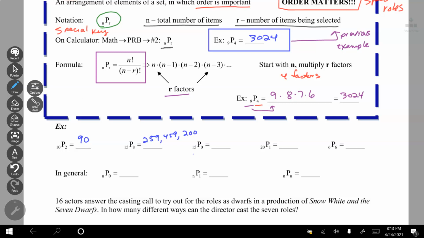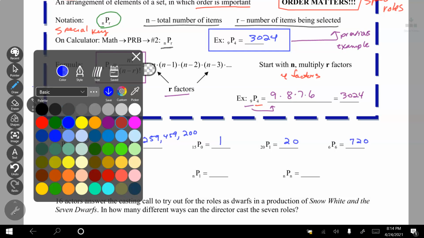15P0 means I have 15 items. I don't want any of them. There's only one way to do that. Don't take any of them. 20P1 means I have 20 items. I only select one of them. Well, I can select one or the other or the other or the other. So I could do 20 individual ways. And 6P6 would mean I have 6 items. I want to select all 6 of them. I put this in the calculator, 720 ways.